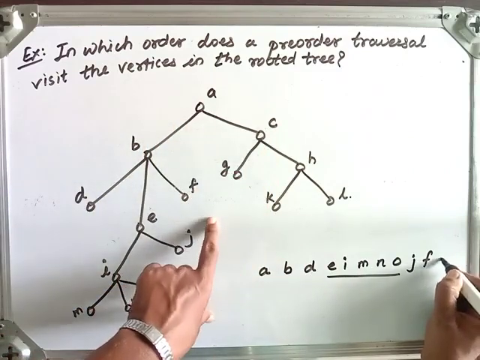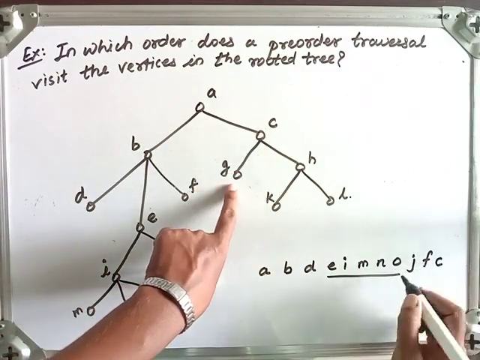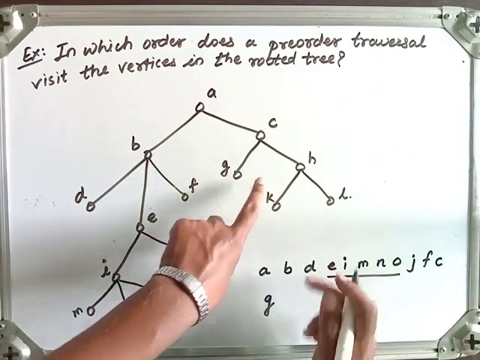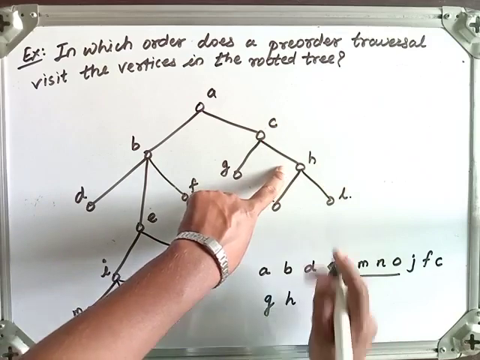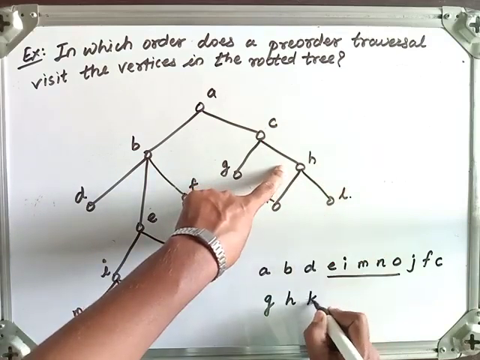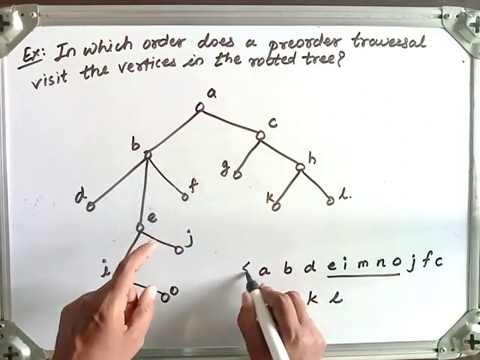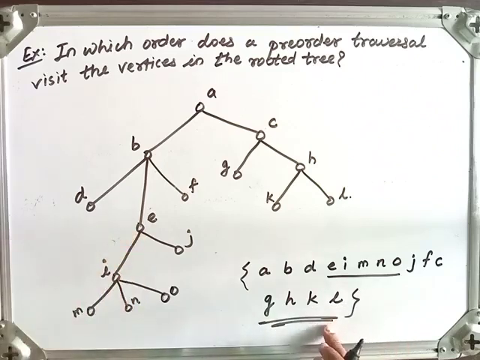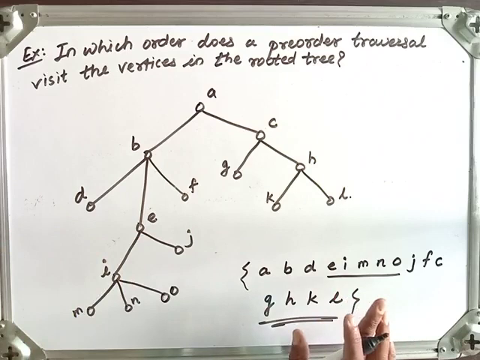Now C. Then further G, right? Then H. And H has a subtree, so K and L. This is the way for visiting the vertices. This is the final answer you get. Fine. This is a preorder traversal.